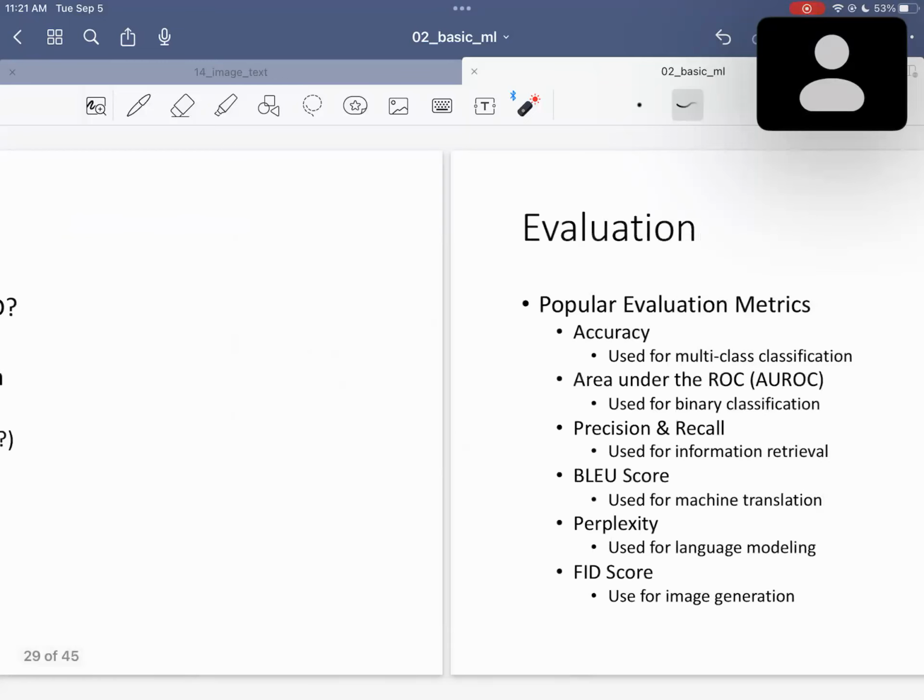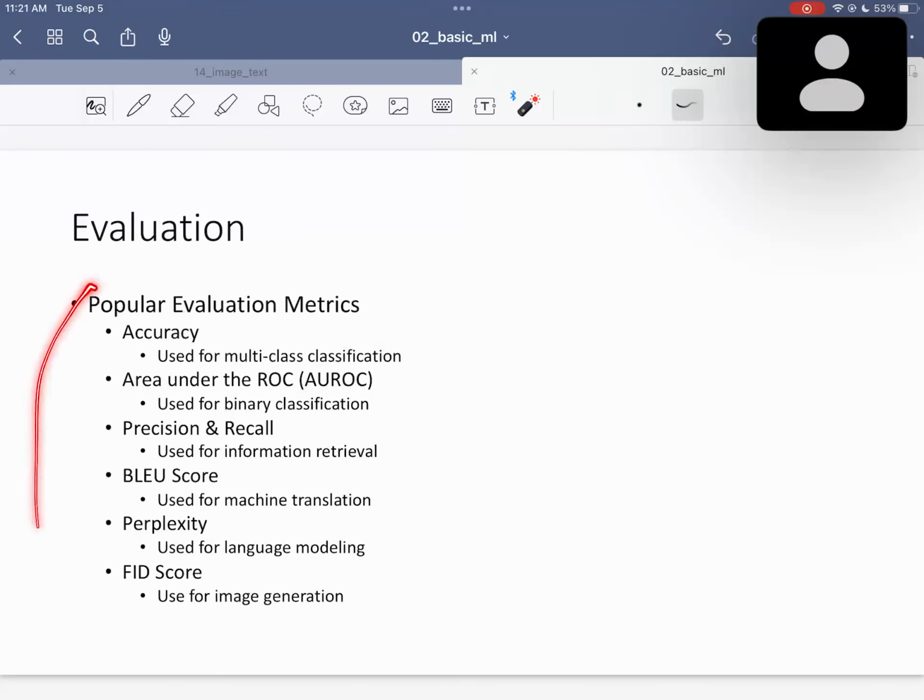So we have other ways to evaluate the performance of your model, the performance of your function. Typically in classification, we use something called accuracy. If we're going with binary classification, then we can use something called AUROC or precision or precision recall.